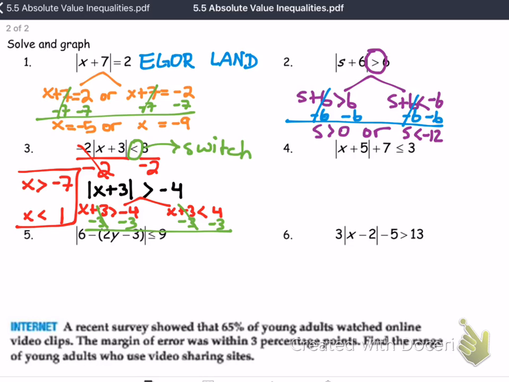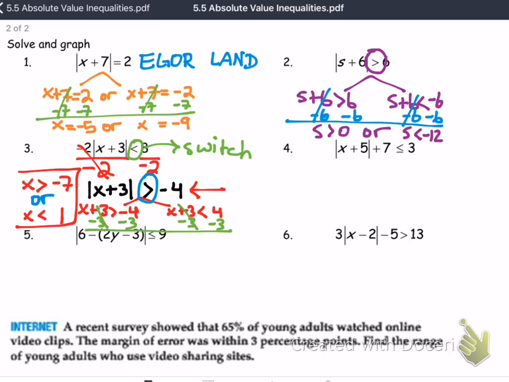Now, even though at the beginning of this problem we started with a less than, we got to look at this guy here because that's the part where the absolute value is isolated. So, looking at the sign is greater than, and since that's part of Igor, we have x is greater than negative 7 or x is less than 1.